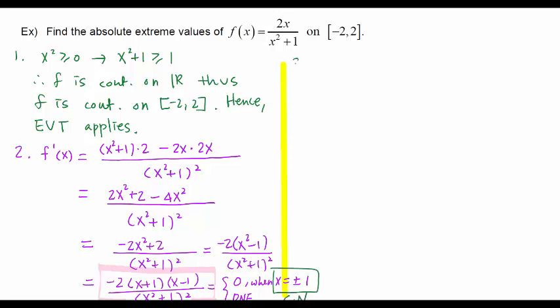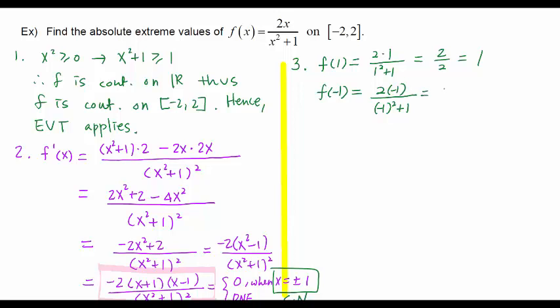Okay, step 3, you have to evaluate the function value at critical numbers. So first, my critical number is 1, so let's calculate f of 1. F of 1 is 2 times 1 over 1 squared plus 1, which is 2 over 2, which is 1. F of negative 1, which is my other critical number, is 2 times negative 1 over negative 1 squared plus 1, which is negative 2 over 2. So it gives me negative 1 function value.